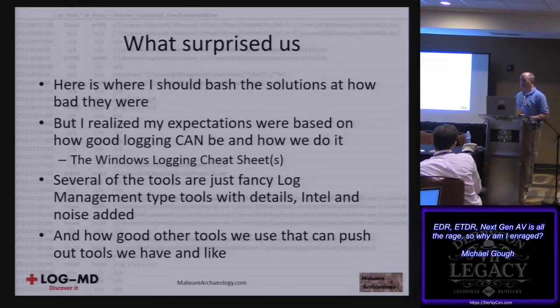But again, I realize my expectations are based on how good logging can be and how we do it. Windows logging cheat sheets on the machines we do that on are really good. And a lot of these solutions are just fancy log correlators. So again, I build a Splunk environment or Elk environment and send all my stuff there. These solutions kind of replace that need for you because they're just fancy log solutions and it's in their cloud, so you don't have to build it. So there's some advantage there. The problem is the consoles are so hard to use that you're pretty much going to want to throw all that data into a log management solution, make your own rules, and do your own hunting. Like the example I gave when the IR guy just jumped immediately to the console.